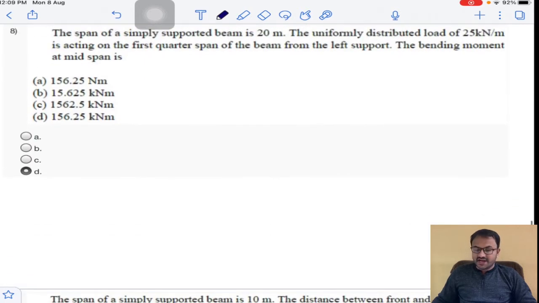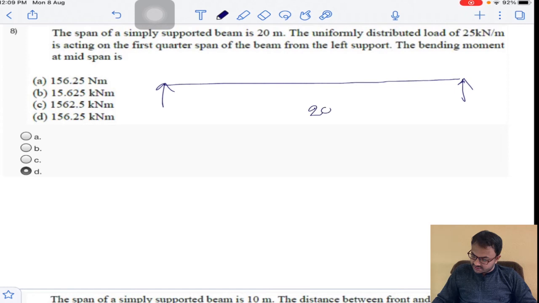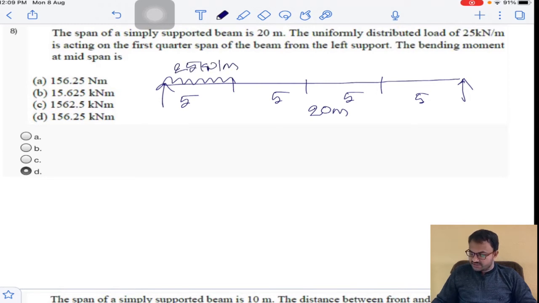And next question, the span of the simply supported beam is 20 meters. A uniformly distributed load of 25 kilonewton per meter is acting on the first quarter. So for a quarter it will be 5 meters, this is 5 meter, this is 5, this is 5. On the left quarter there is a load of 25 kilonewton per meter acting.